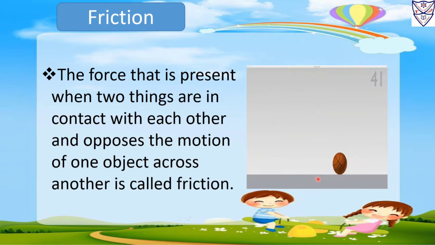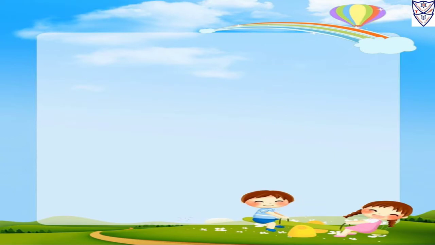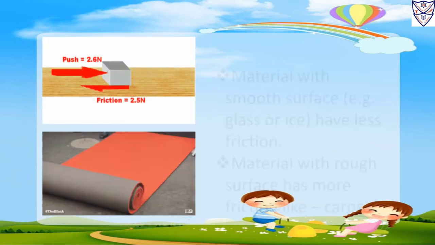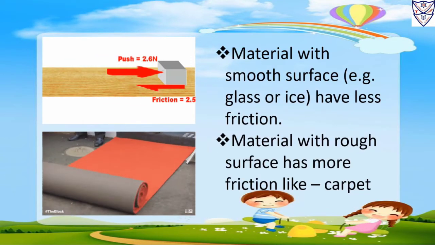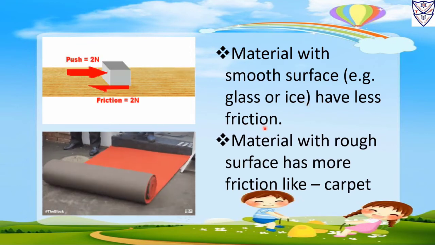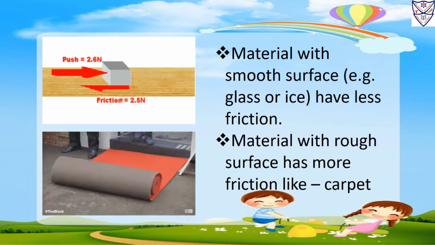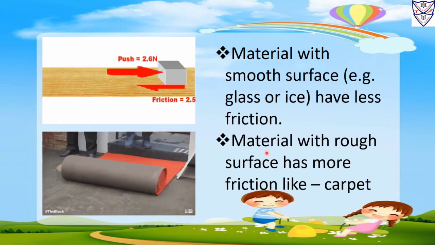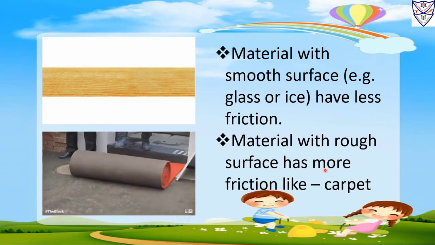If there is no friction, things that start moving will never stop. So the force of friction is essential. Too much friction, however, and things never move. Materials with a smooth surface, for example glass or ice, have less friction. Here in this picture you can see. And materials with a rough surface have more friction, like carpet.